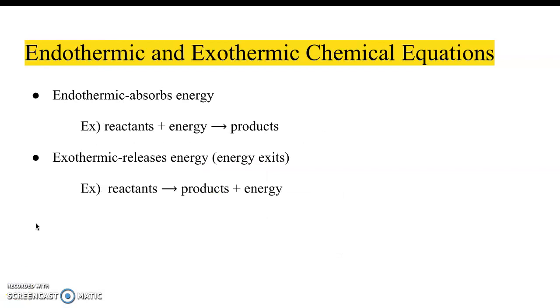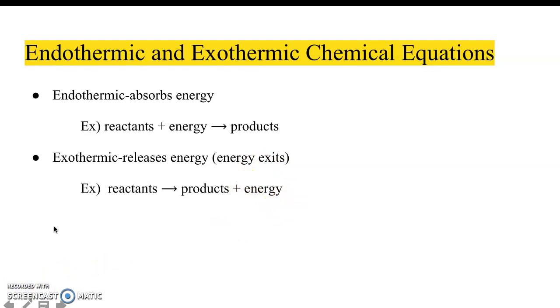And one last little recap here. Endothermic and exothermic chemical equations. Endothermic, if energy is being absorbed, it means energy is going to be on your reactant side. Energy is being absorbed into the reactants. Again, this could be represented by the term energy. It could be represented by heat. It could be represented by the kilojoules like we saw in our do now. Exothermic releases energy. Energy is going to be a product.